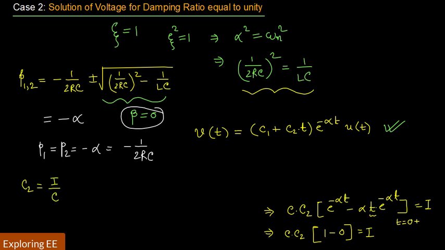So the final expression of voltage for damping ratio equal to unity is coming out to be I upon C times t e to the power minus alpha t u of t. So this type of response for unity damping ratio is known as critically damped response.